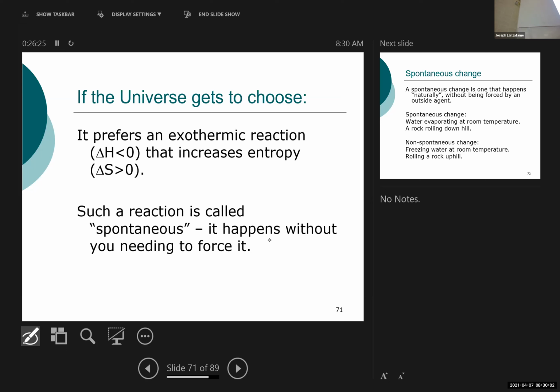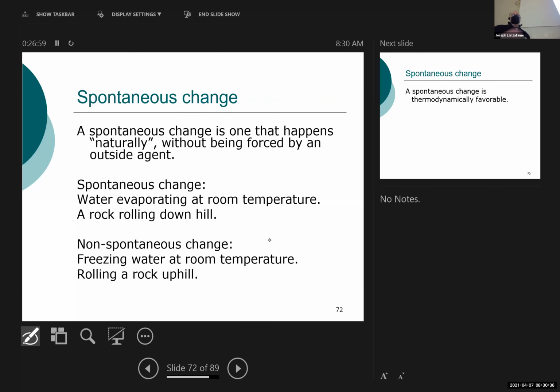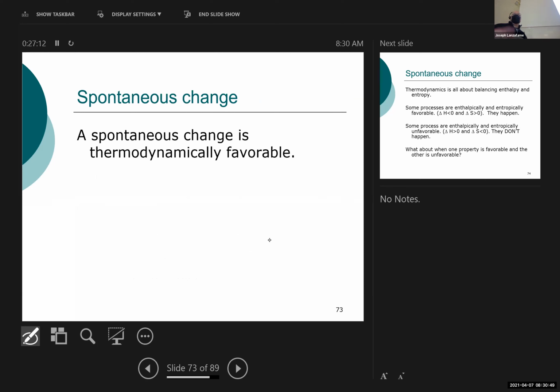And if my reaction does both of those things, it's two thumbs up from the universe, and that reaction will happen. The term that is used here is spontaneous, meaning it happens without you needing to force it. You can do non-spontaneous things, but that requires you to get in there and force the system to go some way it doesn't want to go. I mean, you can get a bowling ball to roll uphill, but you have to push it, whereas it will spontaneously roll downhill. And so my thermodynamically favorable, specifically exoenthalpic and endoentropic, system will spontaneously happen.